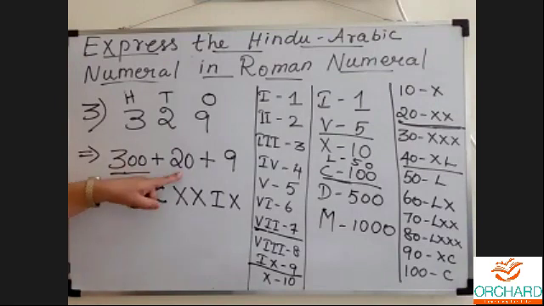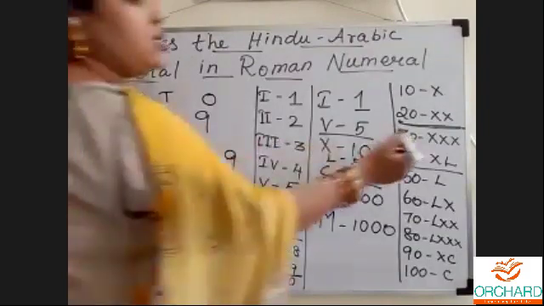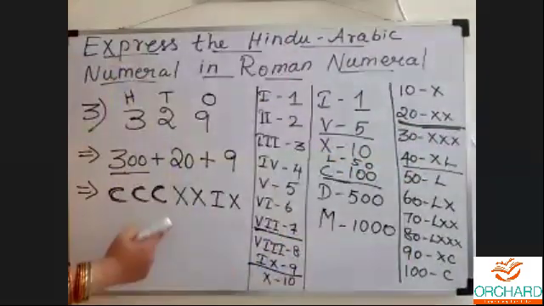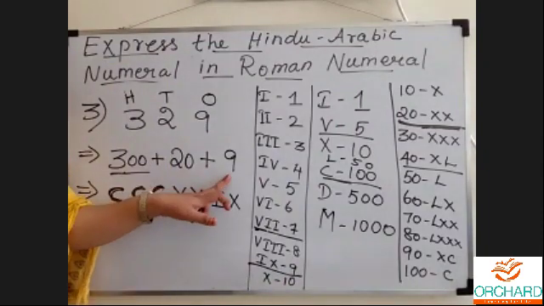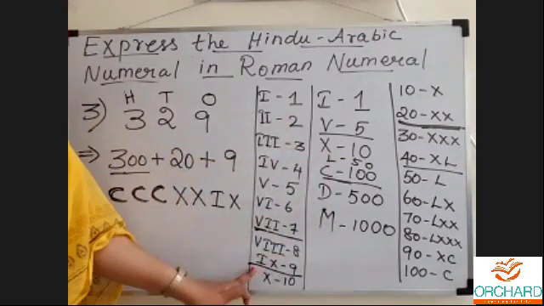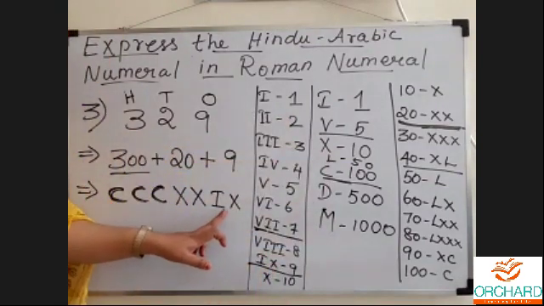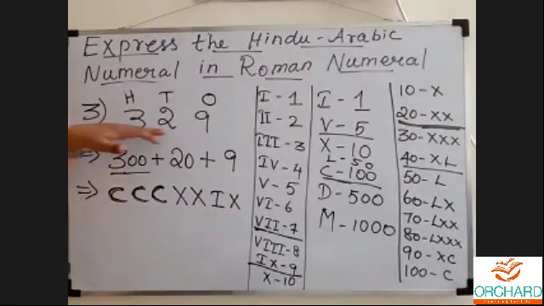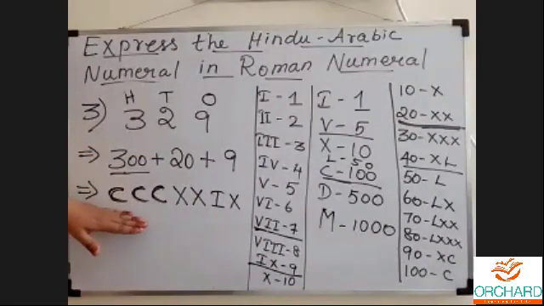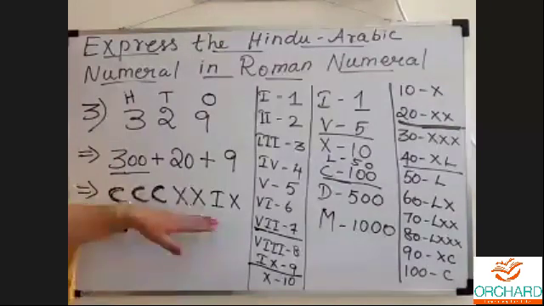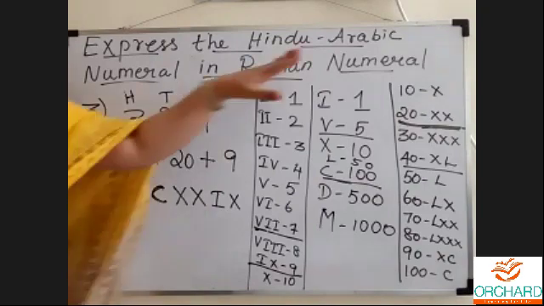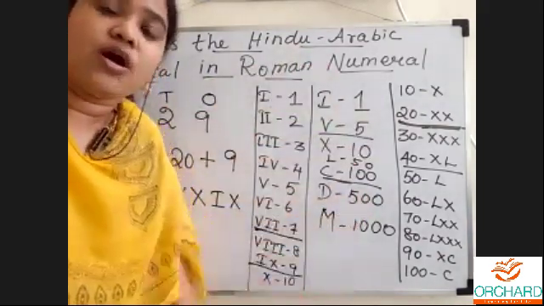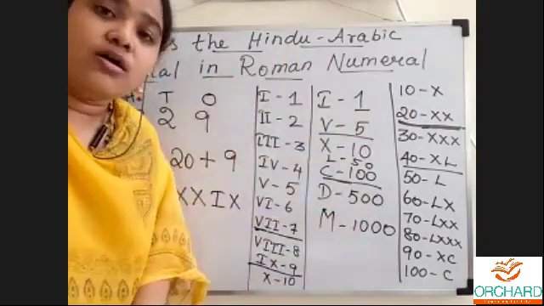Now after that, what is the next value given here? 20. Just check your symbol. 20 can be expressed as X, X. The next value is 9. 9 can be expressed as I, X. So we have to write I, X. So 329 can be expressed as C, C, C, X, X, I, X. So when you are finding the Roman numerals, always you have to write the basic symbols in your rough column. Please memorize your Roman numeral chart.